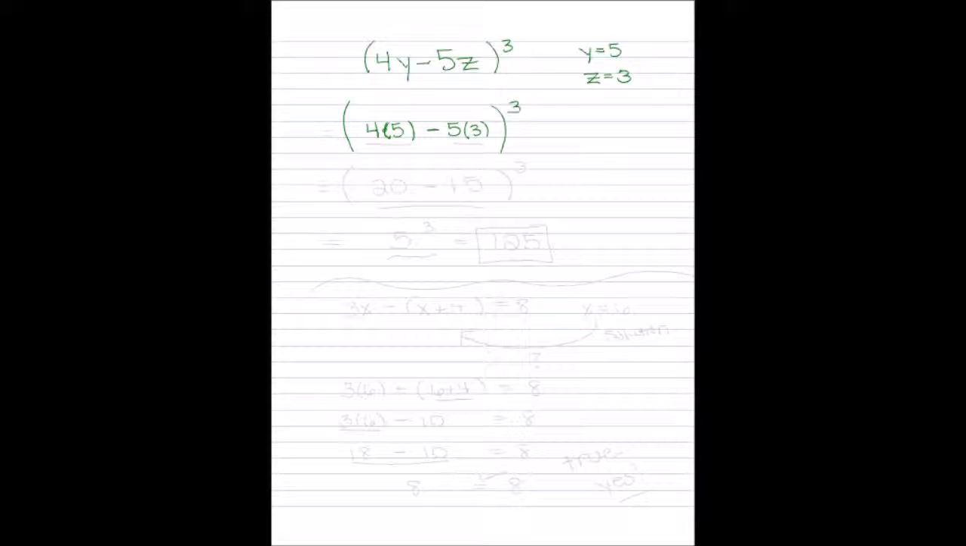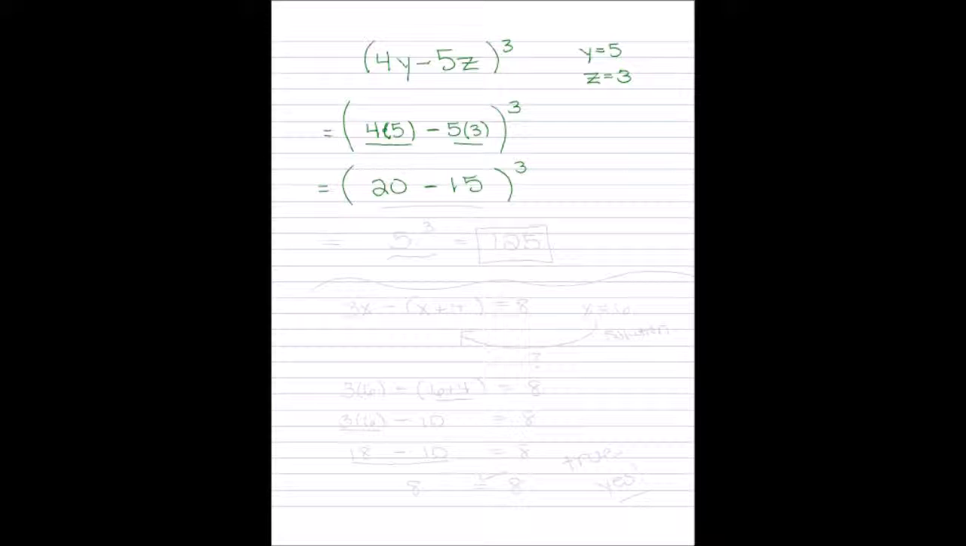And all of this is raised to the third power. So remember, you're doing what's inside the parentheses first. And inside the parentheses, you've got 2 sets of multiplication. So let's do that first. So this is going to be 20 minus, this is 15.